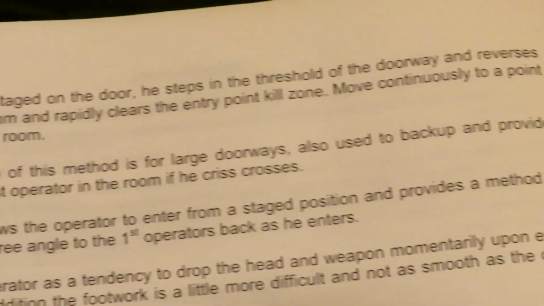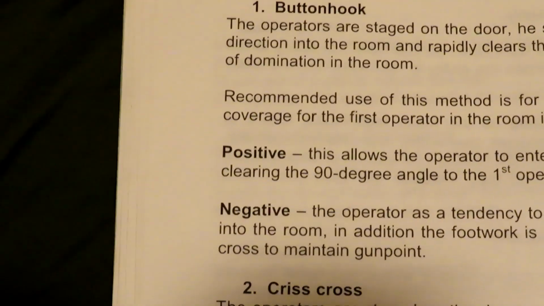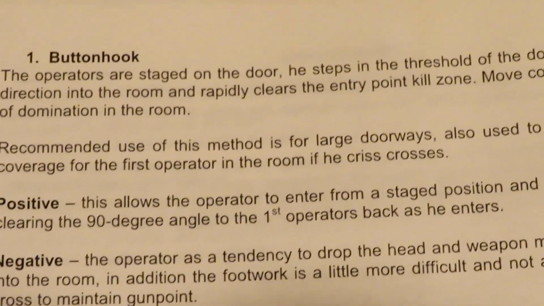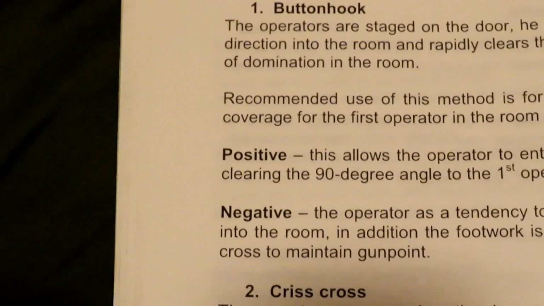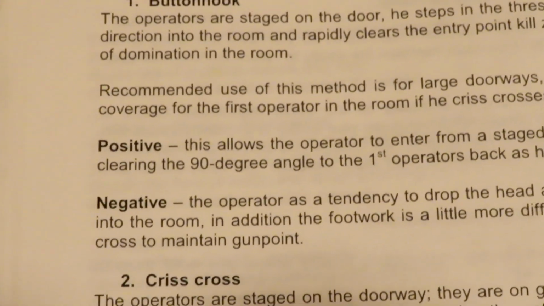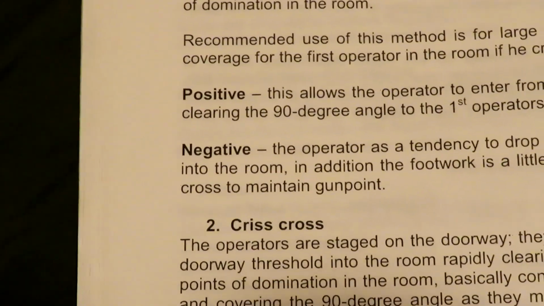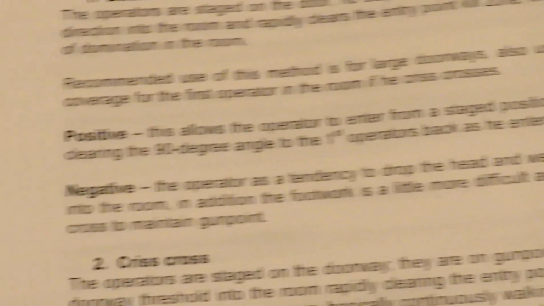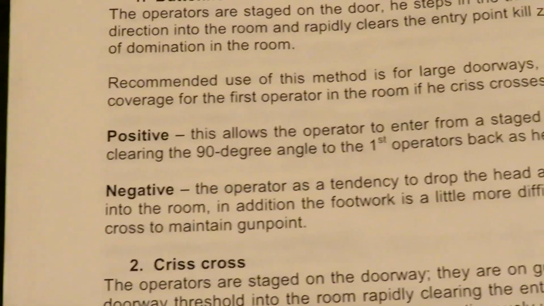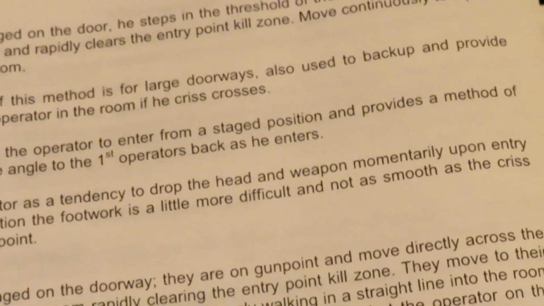Move continuously to a point of domination in the room. Recommended use of this method is for large doorways, also used to back up and provide coverage for the first operator in the room if he crisscrosses. Positive: it allows the operator to enter from a stage position and provides a method of clearing the 90-degree angle to the first operator's back as he enters.